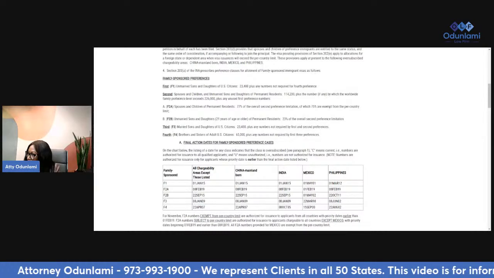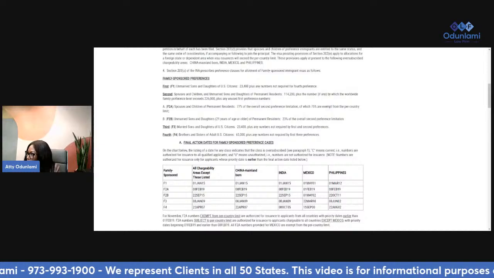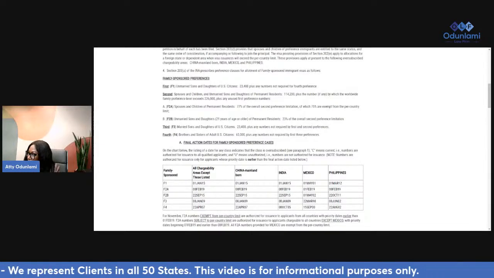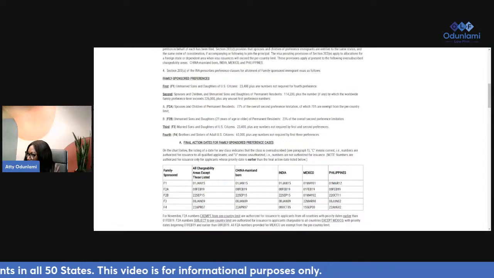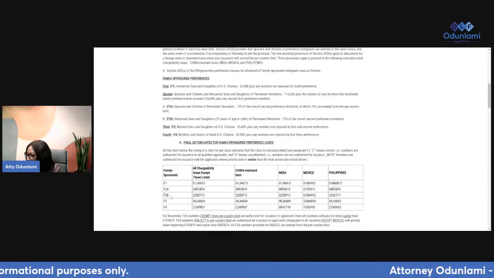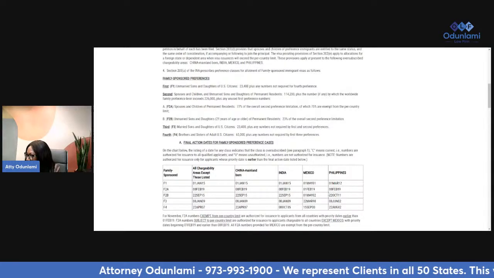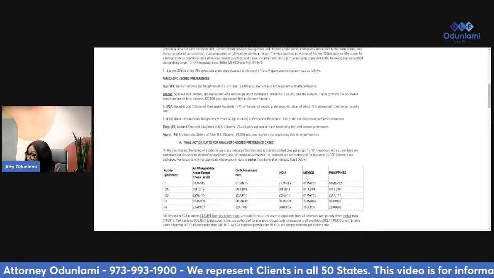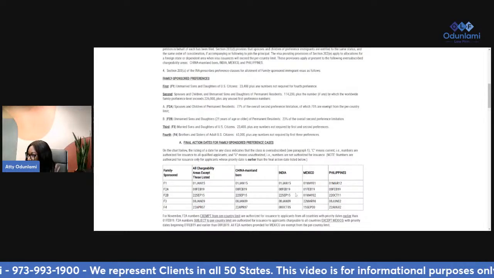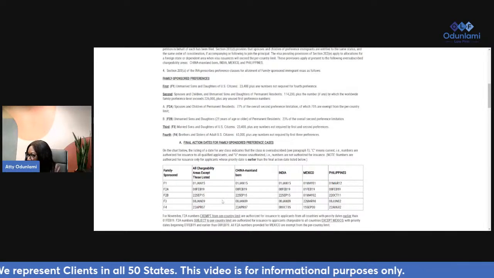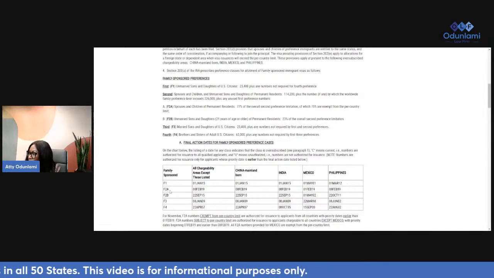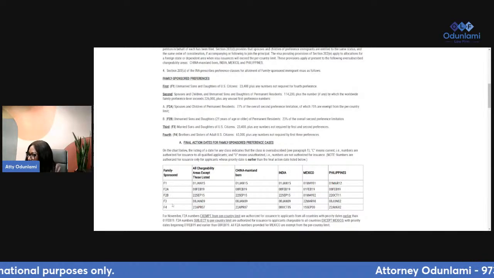Then F3 is married sons and daughters of US citizens. And F4 is brothers and sisters of adult US citizens. And these are the groups here. And you can tell that F4, they're still working on cases from 2007 for all countries except China, India, Mexico, Philippines. They have their own categories because there's a lot of immigration coming from that area in the preference group, right? So these are the F1, F2A, F2B, F3, and F4.